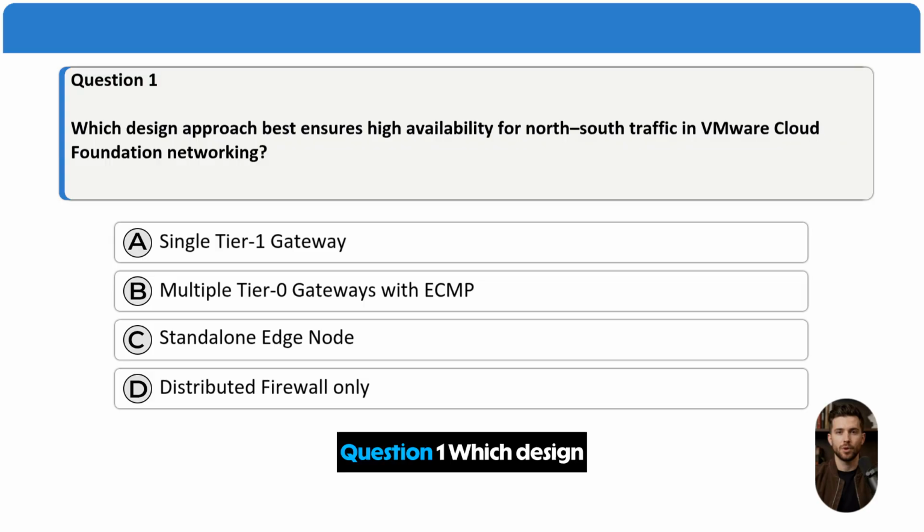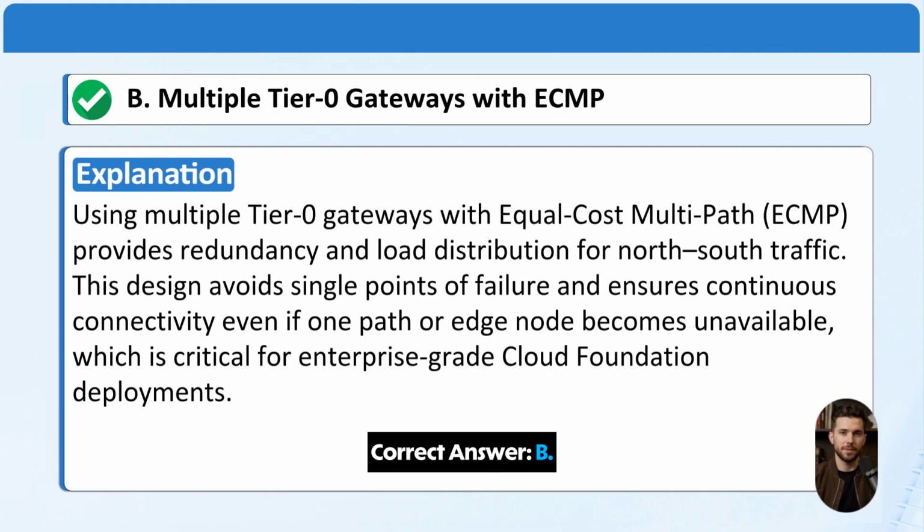Let's begin. Question 1. Which design approach best ensures high availability for north-south traffic in VMware Cloud Foundation networking? A. Single Tier 1 gateway. B. Multiple Tier 0 gateways with ECMP. C. Standalone edge node. D. Distributed firewall only. Correct answer, B.